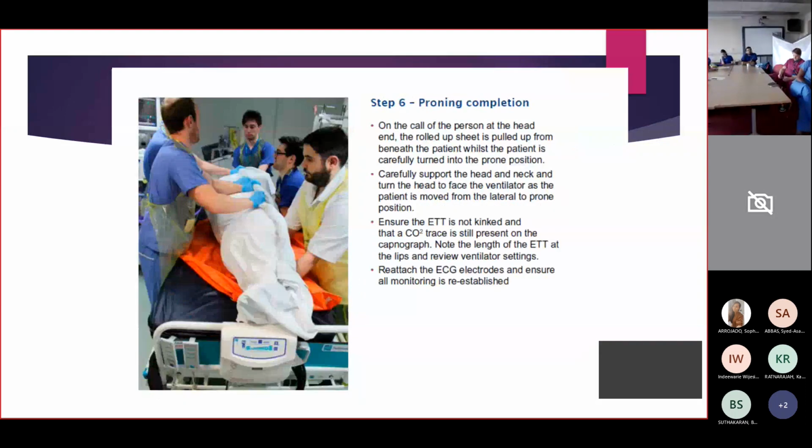On the call of the person at the head end, the rolled up sheet is pulled up from beneath the patient, and the patient is turned carefully into the prone position. The head and neck are carefully supported, and the endotracheal tube is carefully supported so that it is not kinked. We have to be sure that the length of the ETT at the lips is reviewed, that it has not gone farther in, and the monitoring is then re-established.